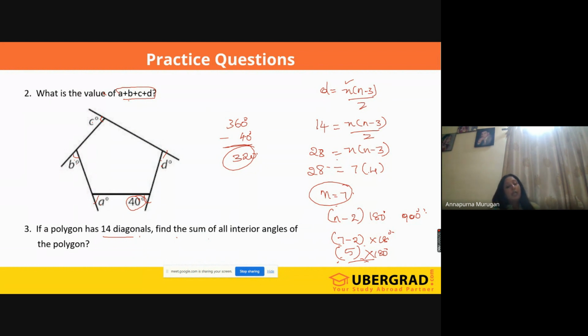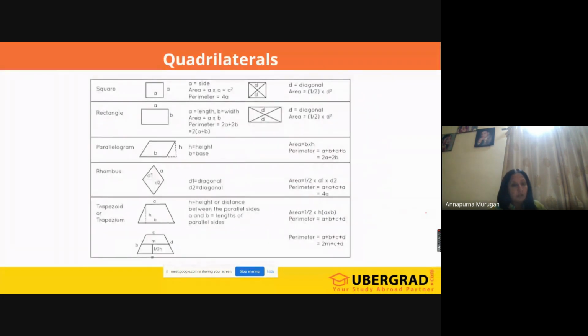Okay. So now let us study in detail some of the quadrilaterals, because among polygons, one of the biggest families would be quadrilaterals. Why? Under quadrilaterals, we have many different forms of quadrilaterals. So what is this quadrilateral?